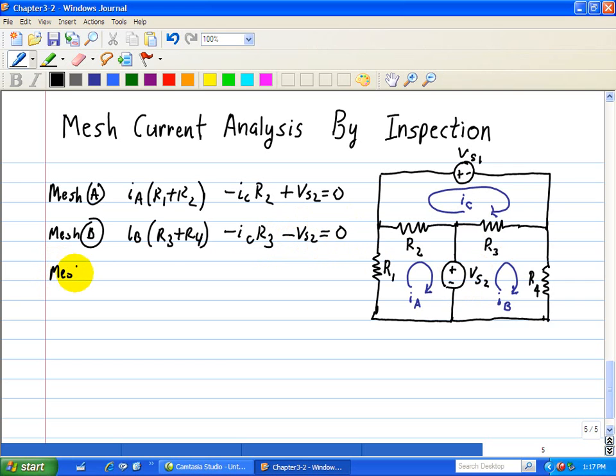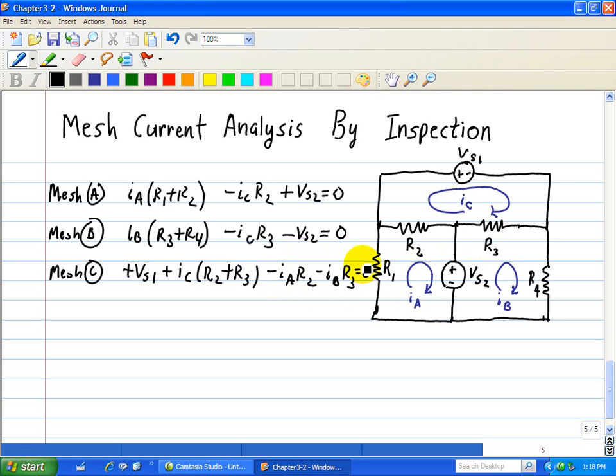For mesh C, okay, we have R2, R3, and VS1. So here we're going to a positive VS1, going through R3. So IC goes through R2 and R3. So it goes through those elements. But then let's see what's common with R2. So we see that it's a minus IA R2 and a minus IB R3, and that's equal to 0.